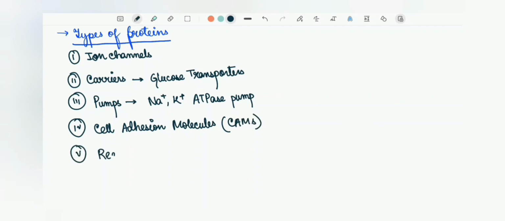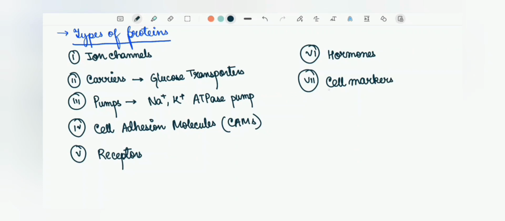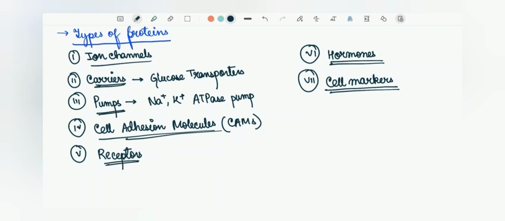Some proteins can also act as receptors. Some proteins have a role as hormones, and that's why many hormones are known as protein hormones. And some proteins can mark cells and can act as cell markers. So these are different types of proteins.